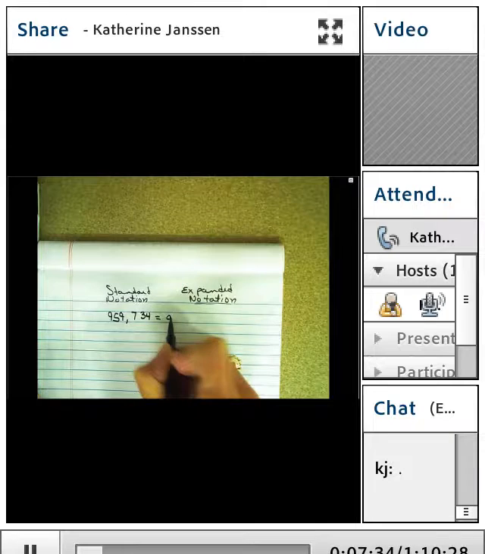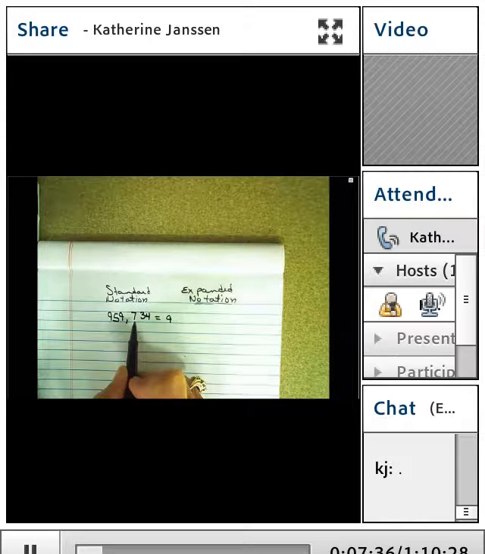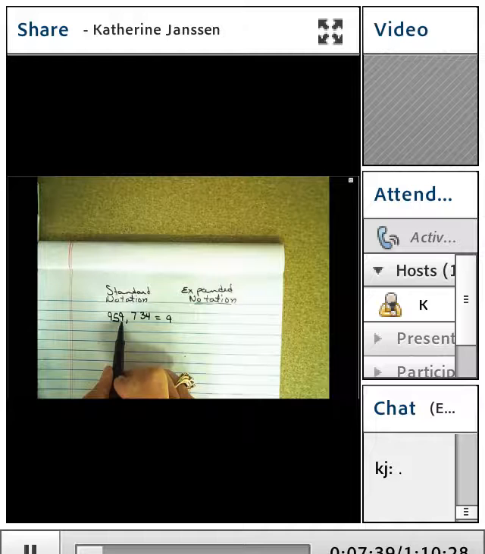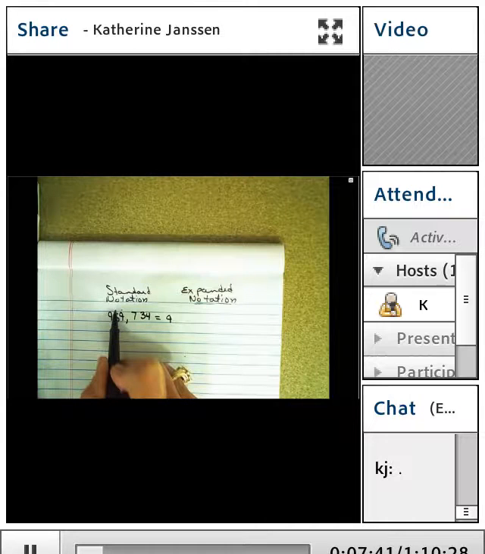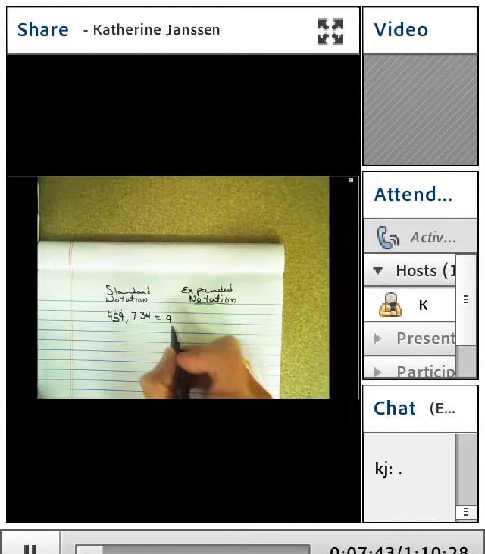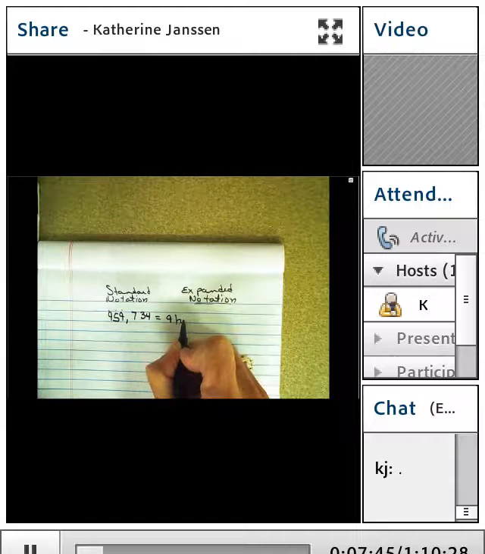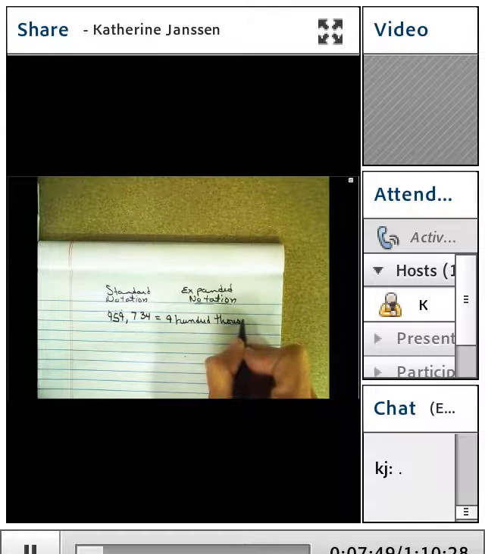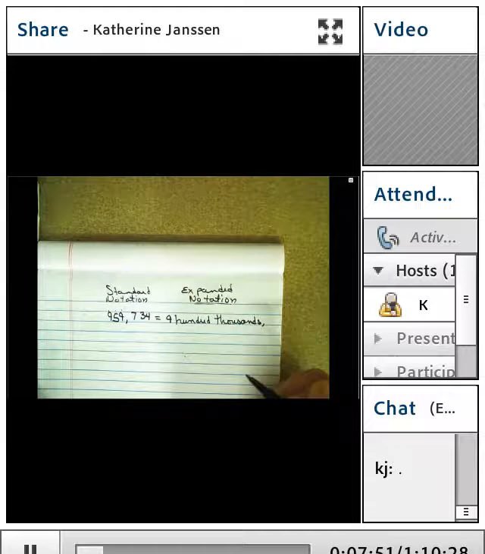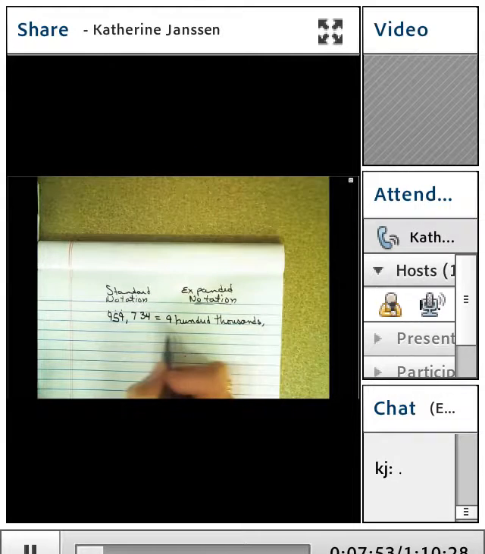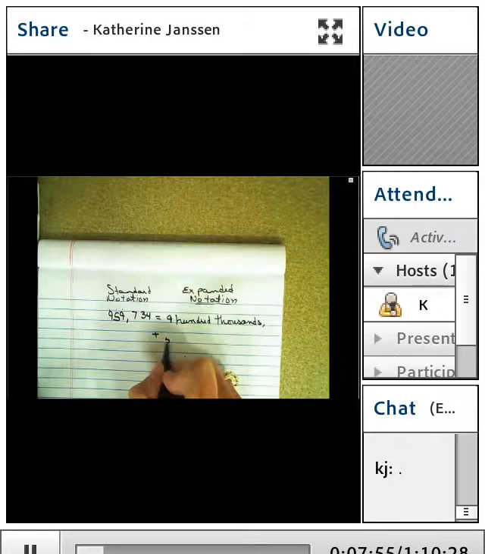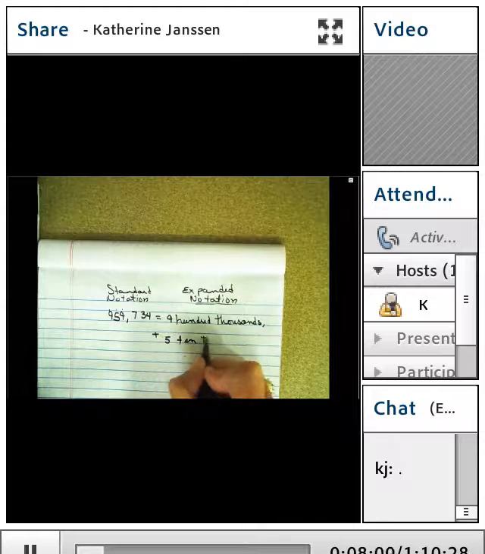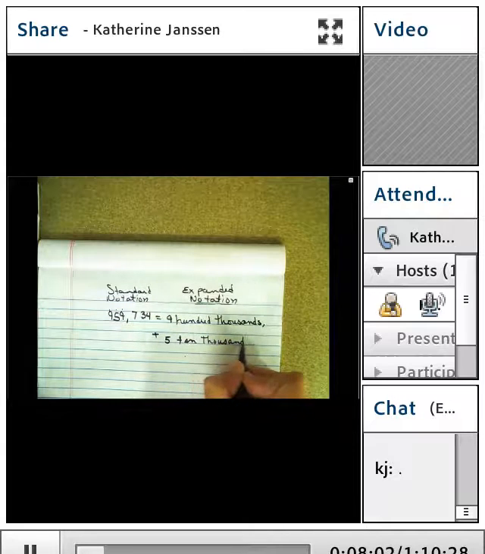Expanded notation, we have our ones, our thousands, and we have the 1 position, the 10 position, and the 100 position. So this is the 900 thousands position. Plus, we have the 5 ten thousands position.